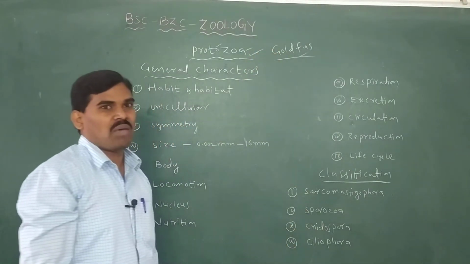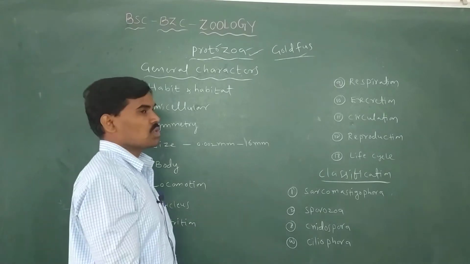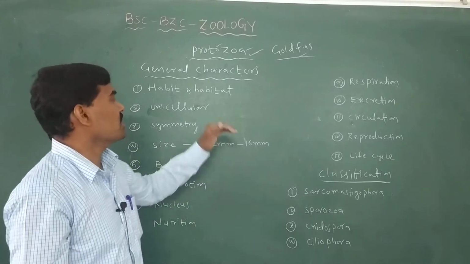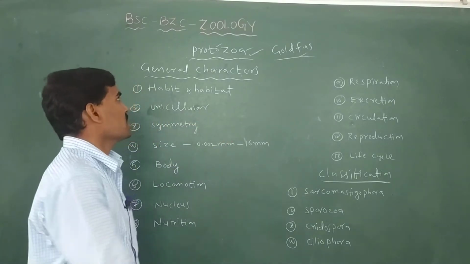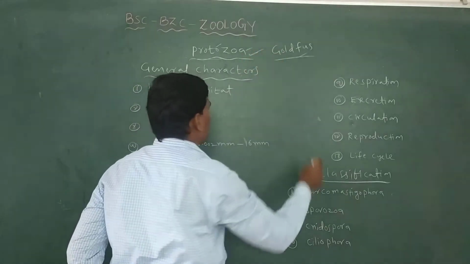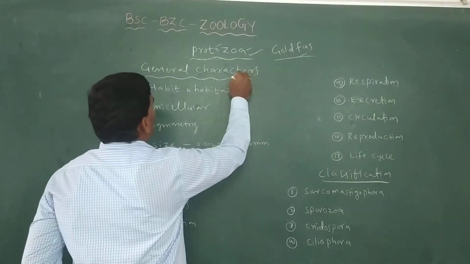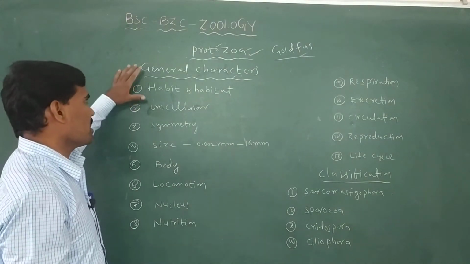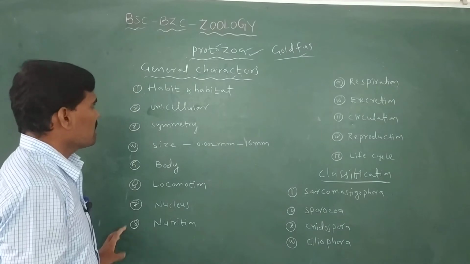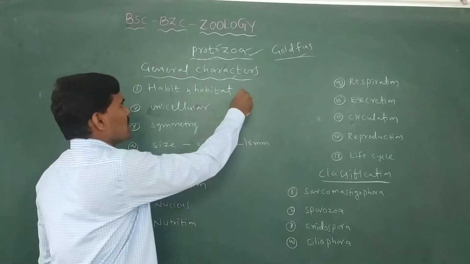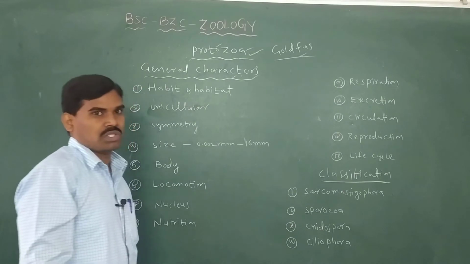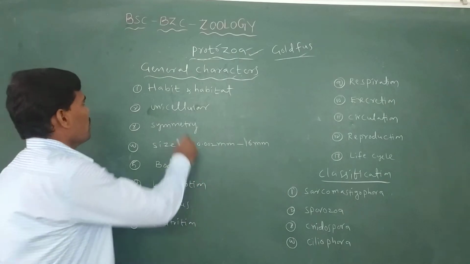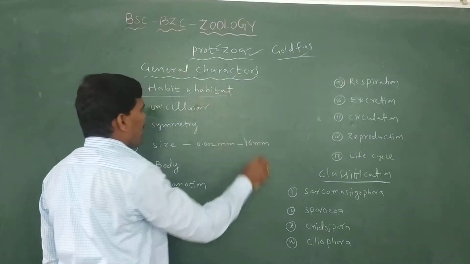The Protozoan animals live in all habitats: free living animals and parasitic animals, living inside and outside the bodies of hosts. For the Protozoan phylum, first of all, the general characters. These are the subheadings; remember them easily and write down the notes. First, general characters, habit and habitat.